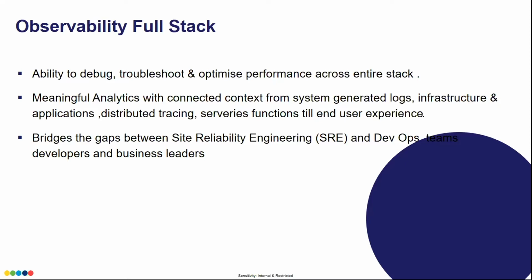And this full stack observability is all about the ability to debug, troubleshoot, and optimize the performance across the entire stack, from the UI till the infra level. So all the layers in the complete spectrum or the complete landscape, you need to have this observability, so that when any error occurs, you should be able to fix it, so that the downtime of this application is very less, and your performance can be enhanced.